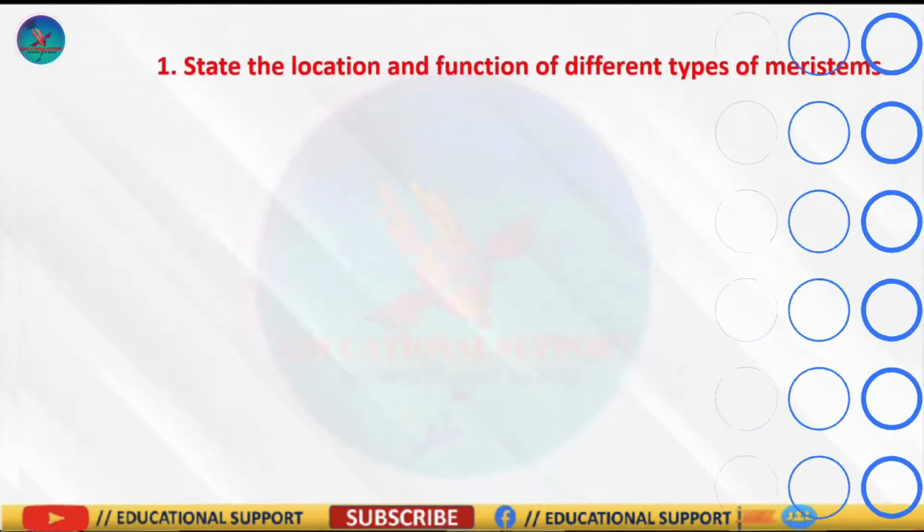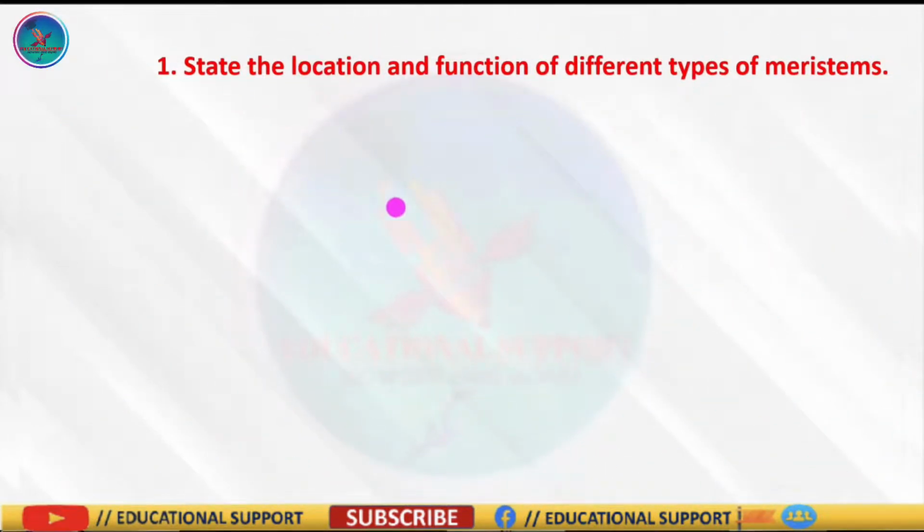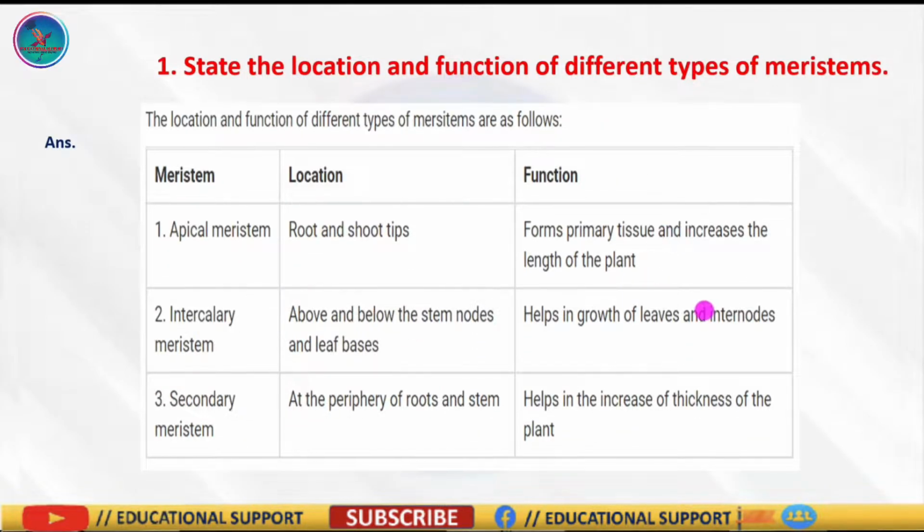Question number 1 is, state the location and function of different types of meristems. So meristems are basically 3 types on the basis of their locations in the plant body: apical meristem, intercalary meristem and the secondary meristem. So apical meristem is present at the apex of root and shoot and is responsible for the increase in length.